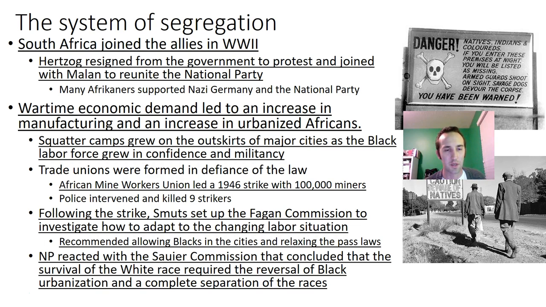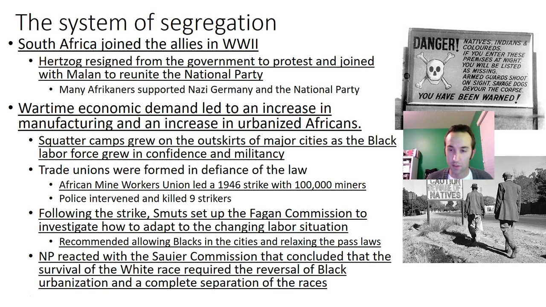And so in one case, the African Mine Workers Union leads a 1946 strike with 100,000 miners, and it gets pretty nasty. The police get in and kill 9 of the strikers. Following the strike, the government has to figure out, okay, what do we do? We've got a lot of black people moving into the cities, it's getting crowded, and they're breaking the laws. What do we do? And so the government of Smuts sets up the Fagan Commission to investigate what to do, and they decide, well, let's just let them live in the cities, and let's relax the past laws, and maybe in a few years, we can just get along. We can be together. We can be integrated.